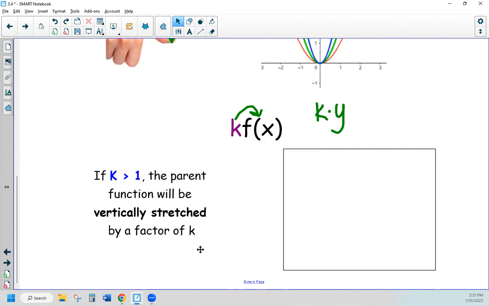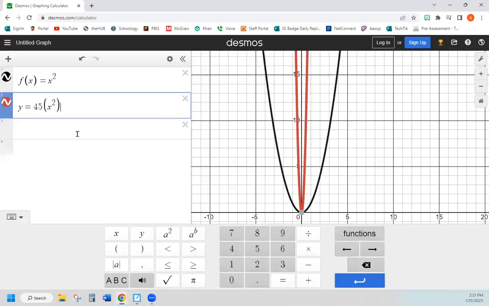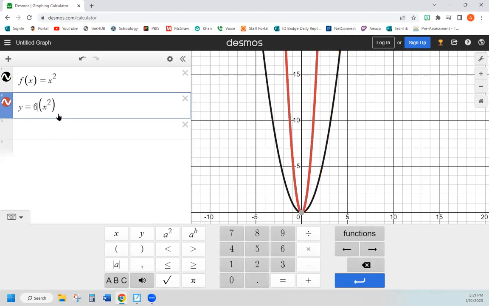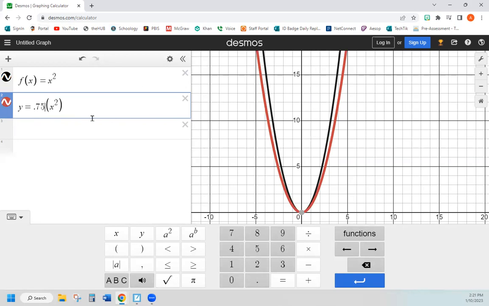Now, what happens when the numbers are less than 1? But I'm not talking about negative numbers. I'm talking about fractions, people, fractions. What happens when we multiply by fractions? We already know that if we multiply by a number like 6, we get thinner and more narrow. But I want to get wider than the black parent graph. So I'm going to see what happens when I multiply by a decimal, like 0.75.